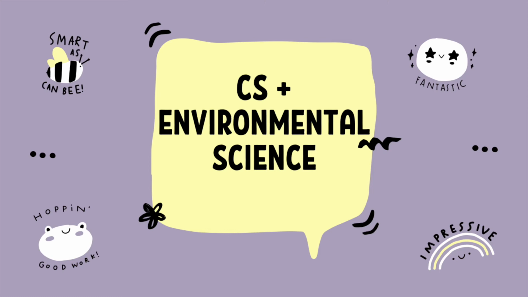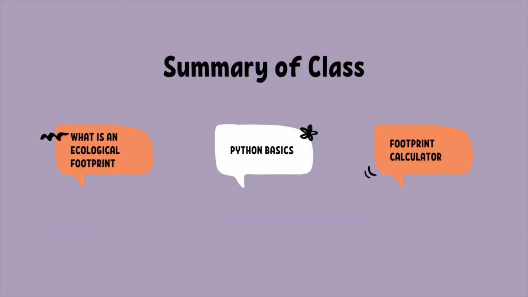Hi everyone! As you might already know, the field of computer science can be applied to a wide range of topics. And today, we're going to use computer science to explore ecological footprints, an important topic in environmental science. Here's a quick overview of what we'll be doing in the video lesson today. First, we'll describe what an ecological footprint is. Then, we'll teach you the fundamentals of the Python programming language. Finally, we'll walk you through creating your own ecological footprint calculator using Python.